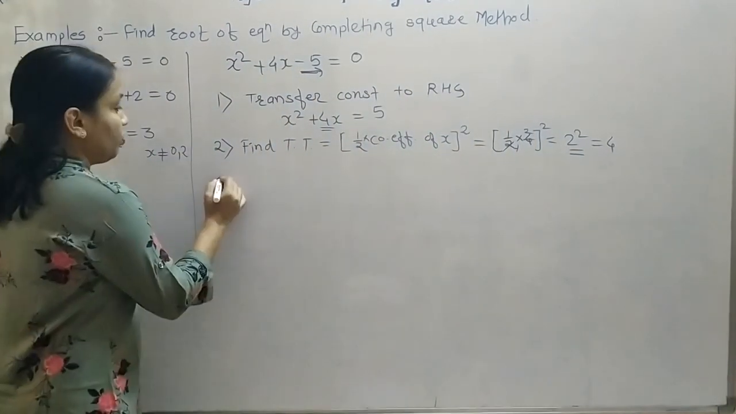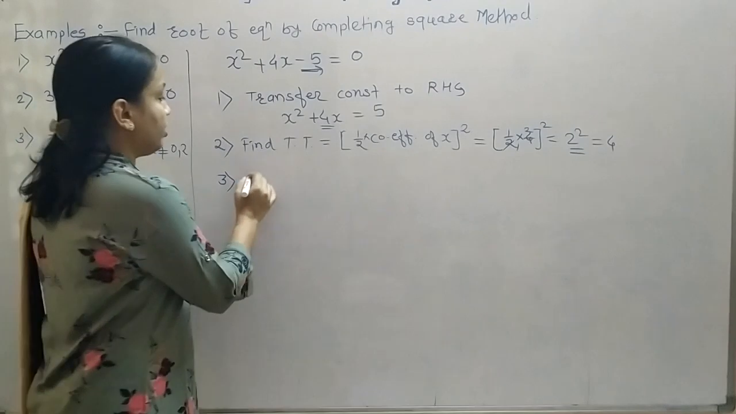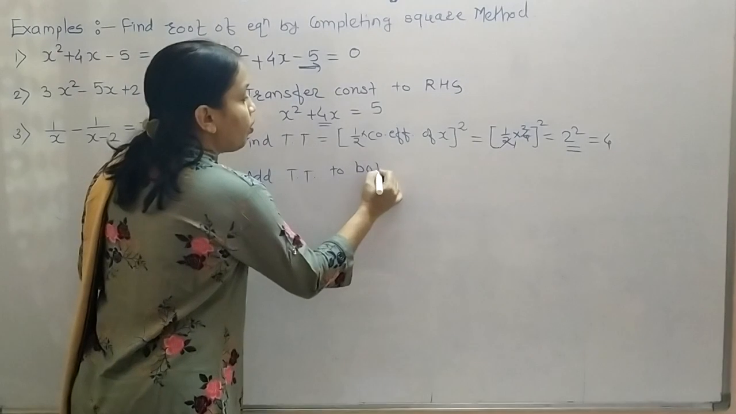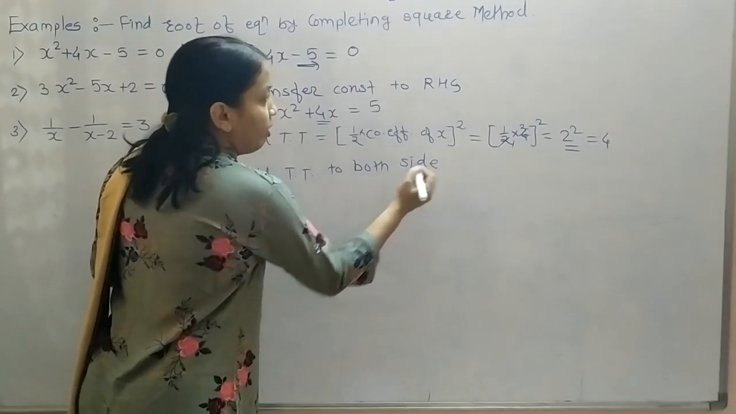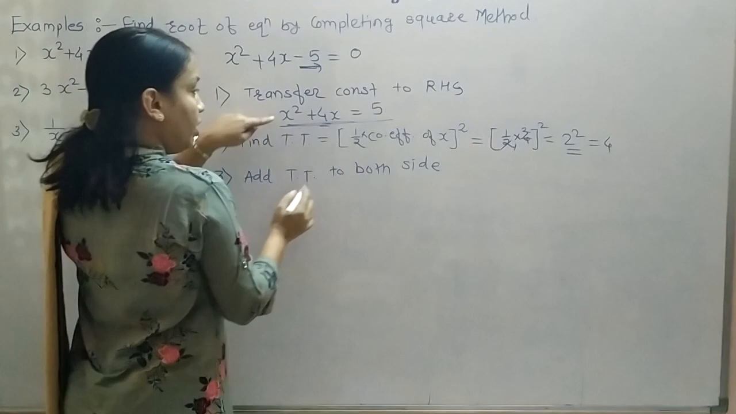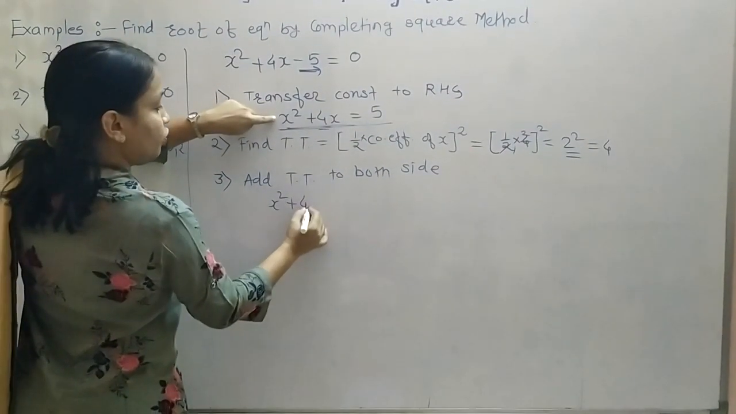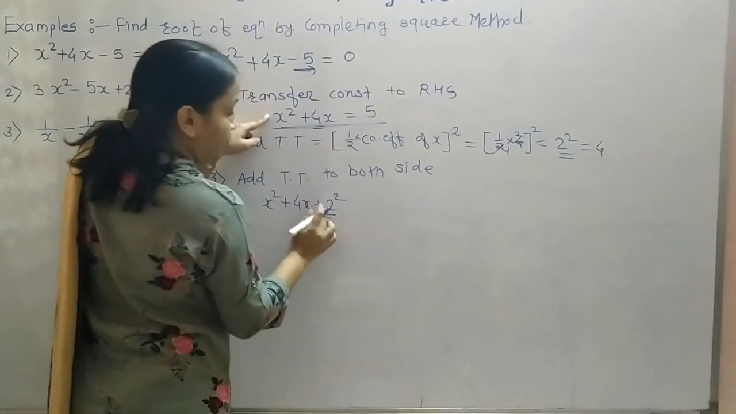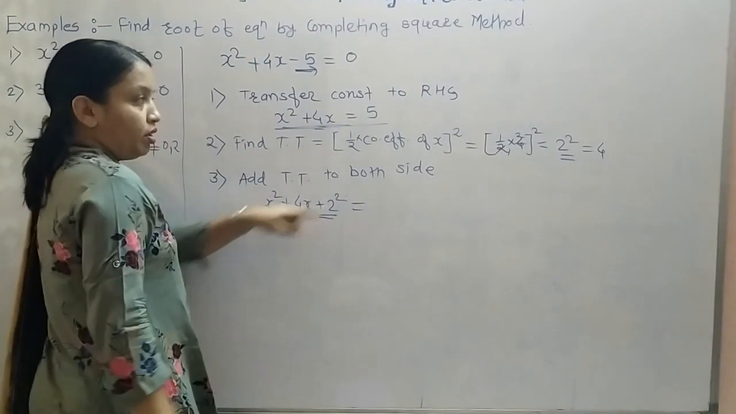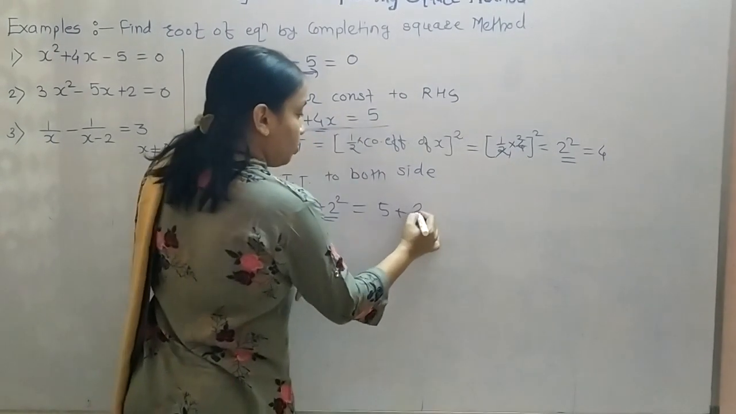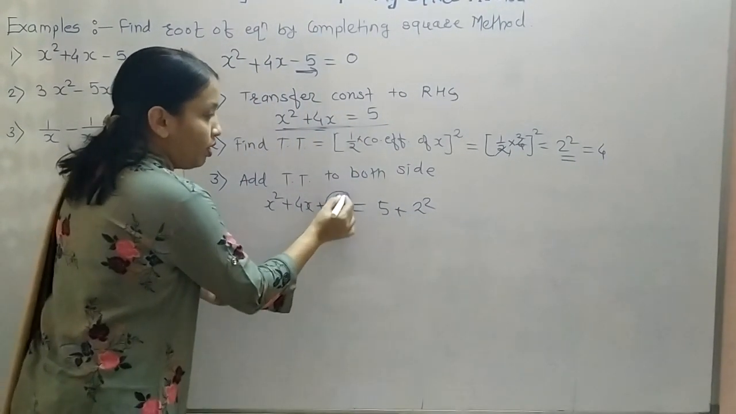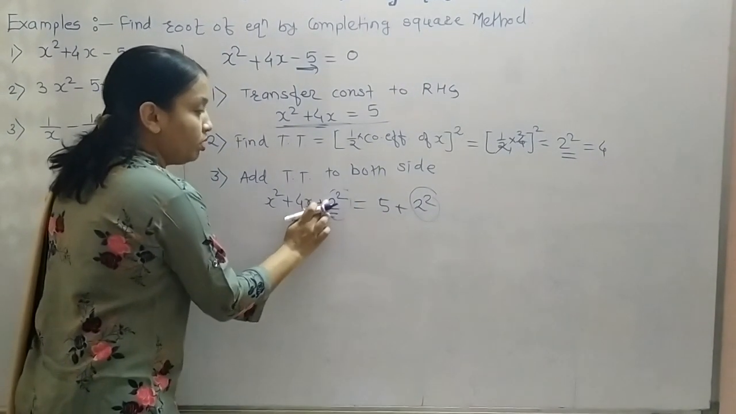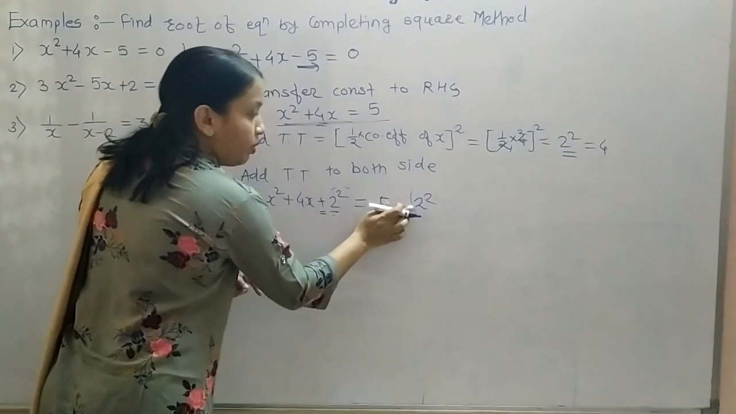Okay. Now the next step is to add this third term to both sides of the equation. Keep this in mind: here on the LHS we have x square plus 4x, and we add the term 2 square. Keep in mind the plus sign is here. Equal to 5 plus 2 square. As you are adding the equal term to both sides of the equation, it makes no difference, because equals added to equals remain equal.